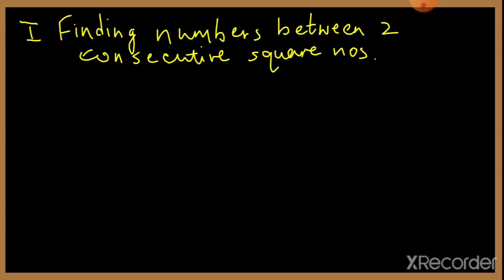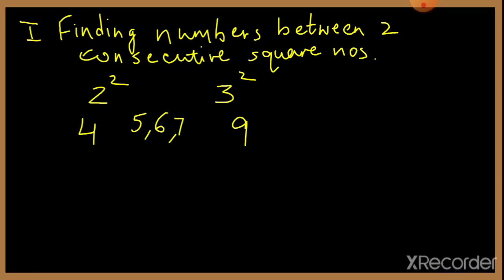Now, if we are given two consecutive square numbers, let us take an example of 2 square and 3 square. Now 2 square is 4, 3 square is 9. Now how many natural numbers actually lie between these squares? We can see there are 4 natural numbers. 4 can be related like 2 multiplied by the first number here, 2, which is equal to 4, right?